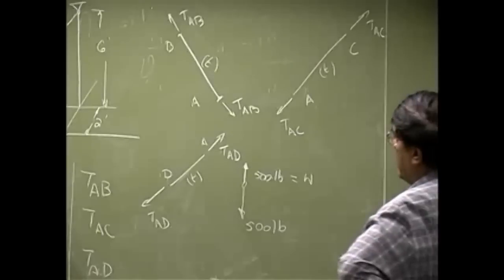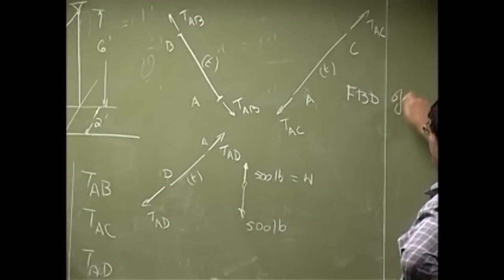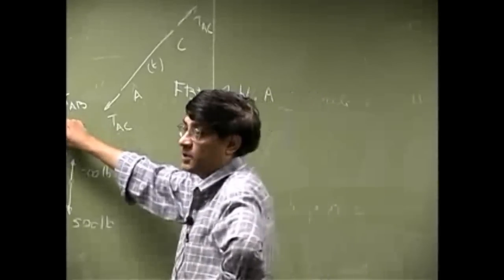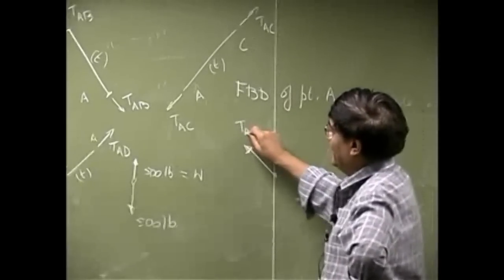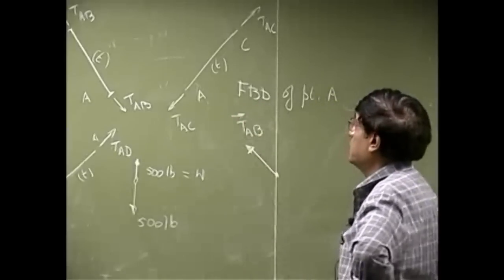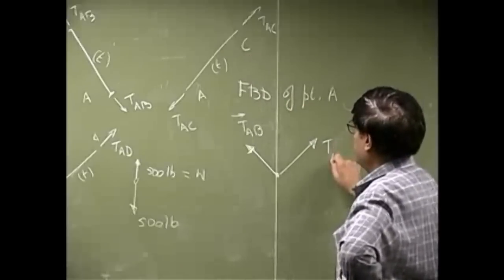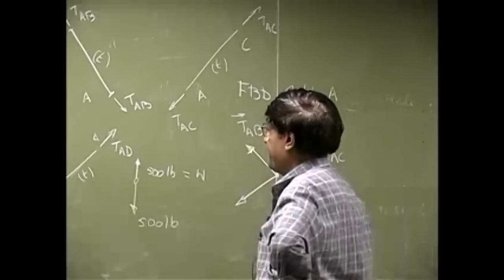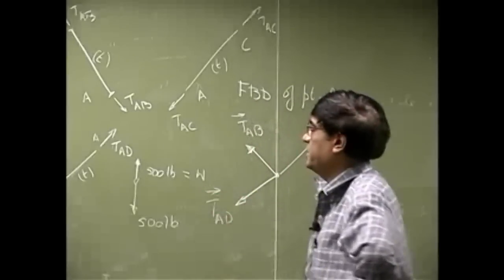Then they all meet at point A. So if I draw the free body diagram of point A, then at point A, there will be a force because of this cable attachment, and we're going to call that force PAB. And if you use the vector notation for that, then there's another force because of the attachment AC, and we call that PAC. And there's another force because of the cable AD, and we call that PAD.